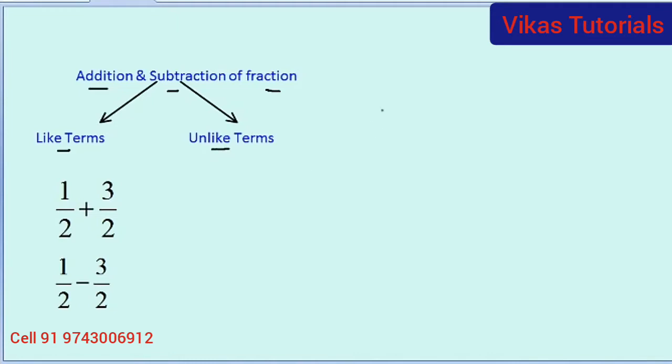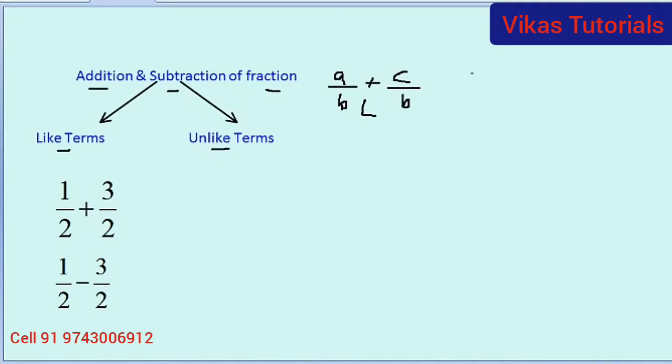What are like terms? Suppose the denominator of both the numbers is the same. One number is a divided by b plus c by b. In this example, the denominators in both the numbers is b. The denominator is b, which is the same. So this becomes a like term.